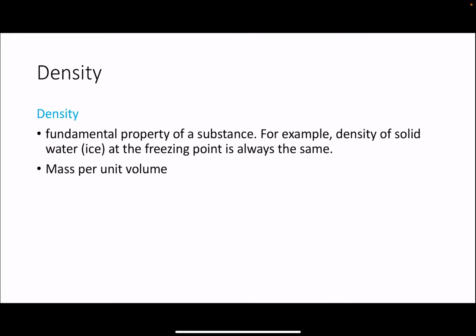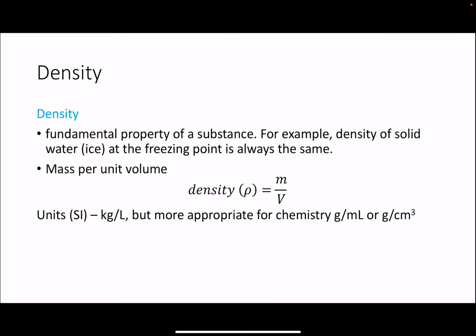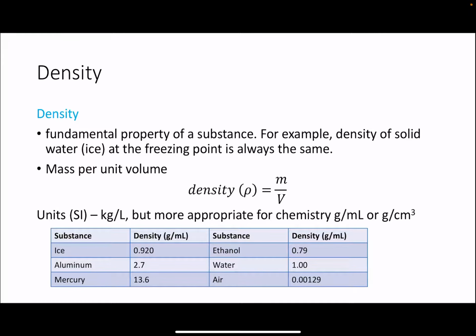Mathematically, it's basically the mass per unit volume. So I write the equation here: density, for which we usually use rho, that Greek symbol, is equal to the mass per unit volume. If we were keeping track of SI units, we would write the density in kilograms per liter, because the SI unit for mass is kilogram and for volume is liters or decimeter cubed. But most of the time for chemistry, we're going to use grams per milliliter or grams per cubic centimeter.